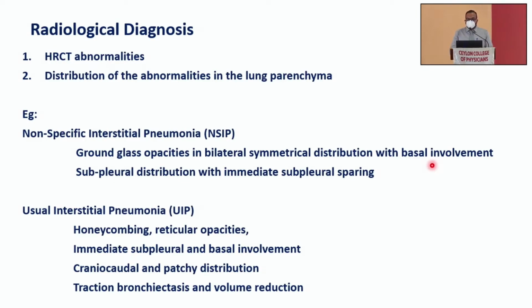As an example, in non-specific interstitial pneumonia, if there are ground glass opacities in bilateral symmetrical distribution with basal and subpleural involvement with immediate subpleural sparing, we call it non-specific interstitial pneumonia radiologically. In usual interstitial pneumonia, we get honeycombing, reticular opacities, subpleural and basal involvement with craniocaudal gradient distribution, and there can be traction bronchiectasis and volume reduction, and we call it the UIP pattern.